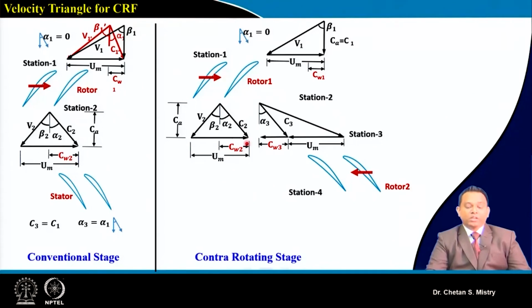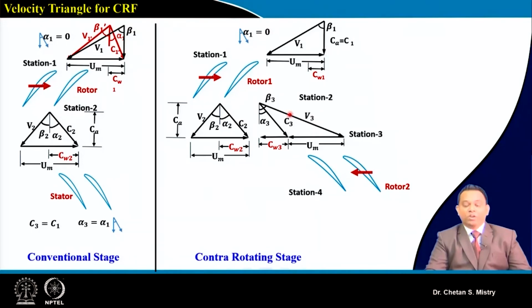Now if we look at this, this is my whirl component coming out from rotor 1, and it is sucked in by rotor 2. That is why this gives me Cw3, which is an added component to my peripheral speed. Since my direction of rotation and my whirl component are in the same direction, what basically it is doing is giving me a large relative velocity at the entry of my rotor 2.